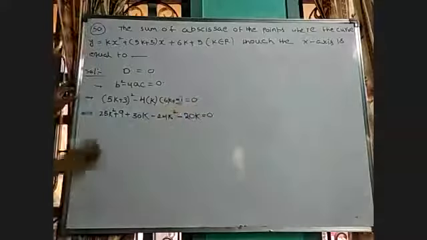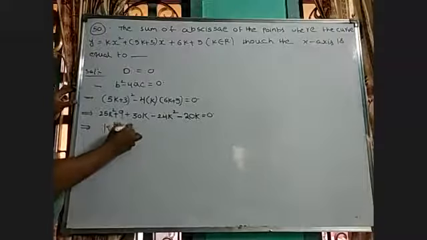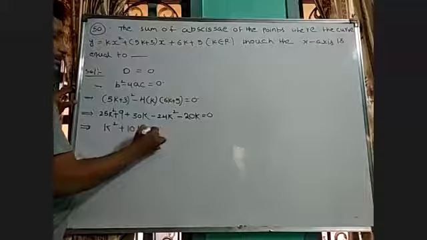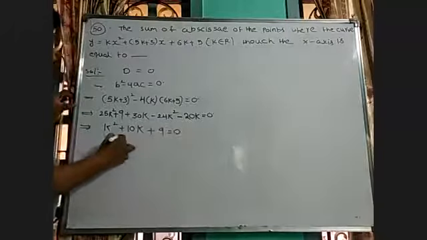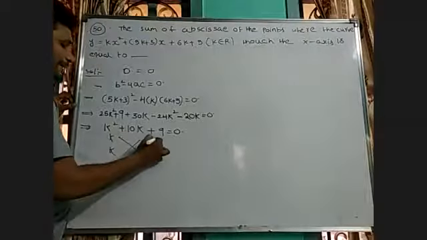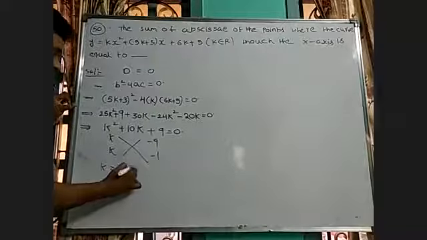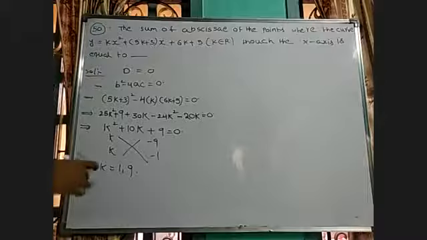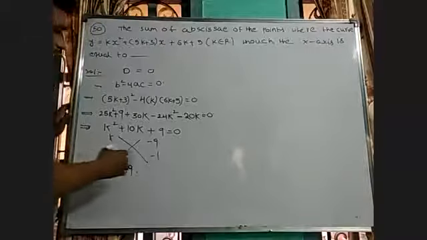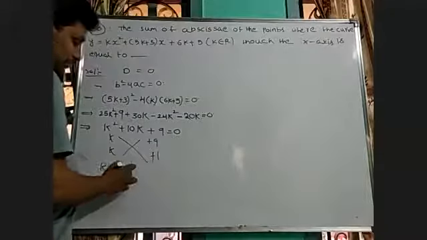Here what we get: k square plus 10k plus 9 equals 0. This factorizes as (k plus 1)(k plus 9), so k equals minus 1, minus 9. We are getting k equals minus 1 comma minus 9.